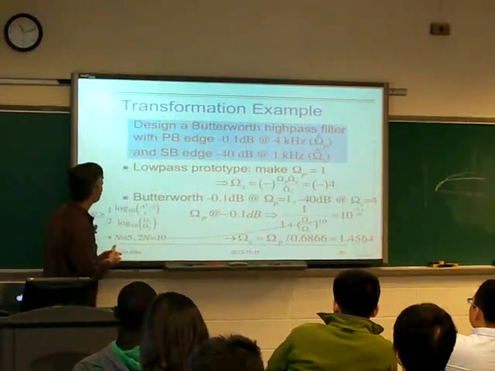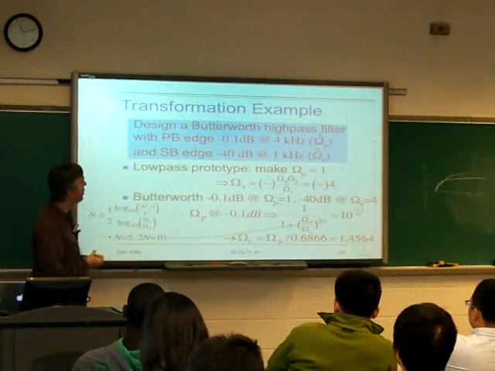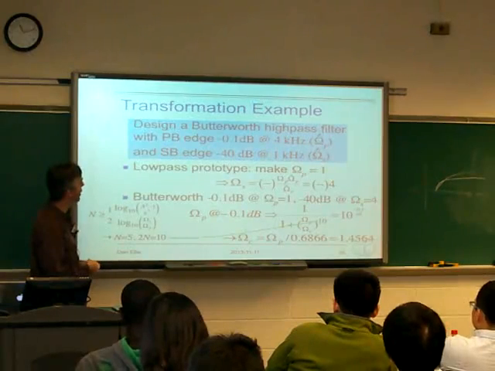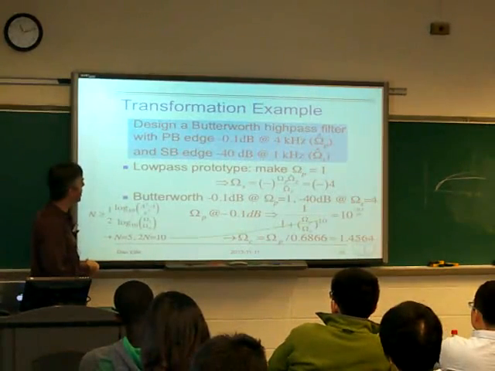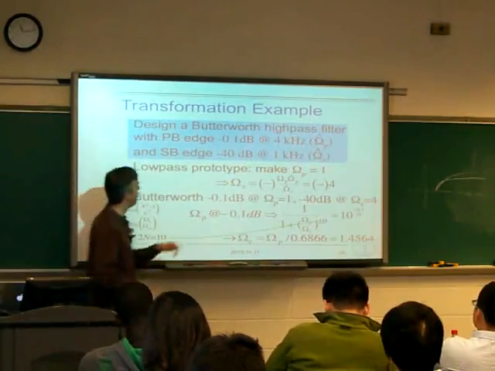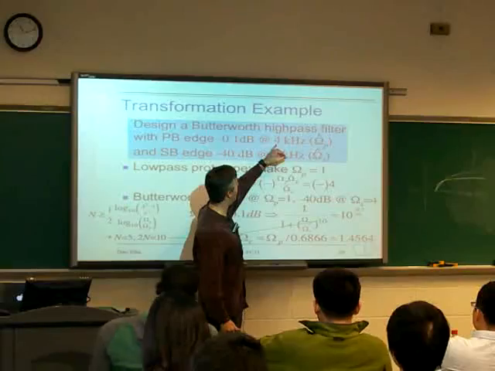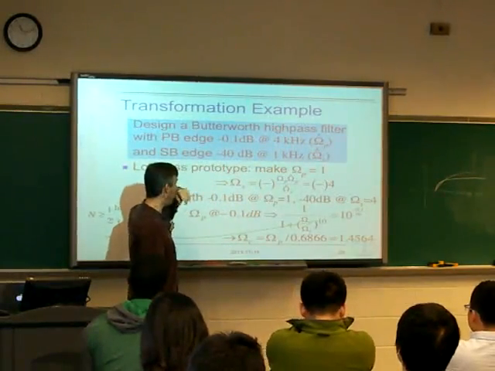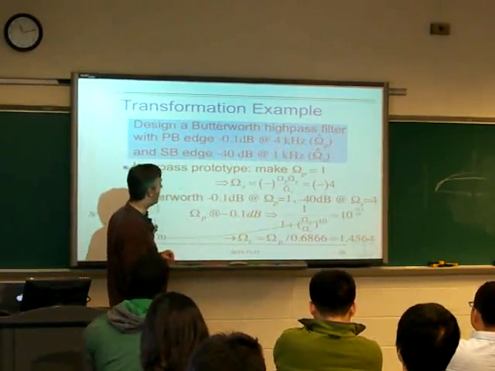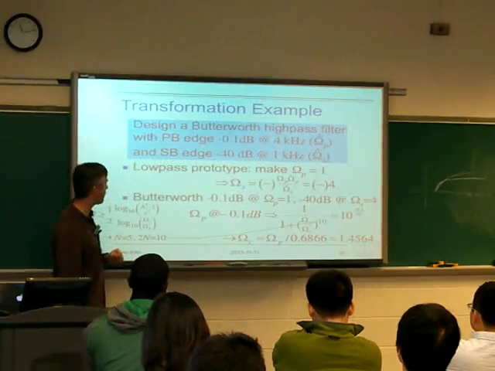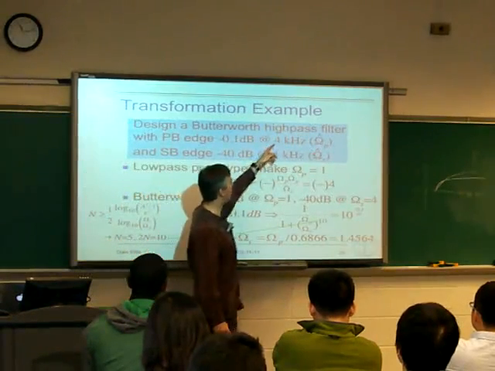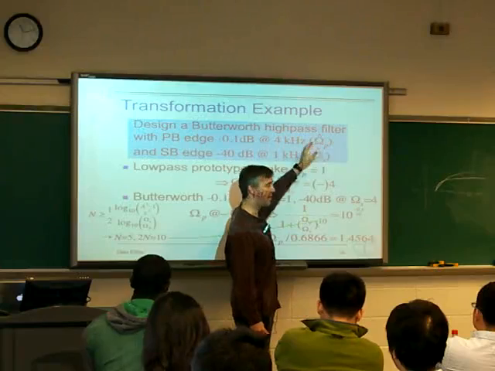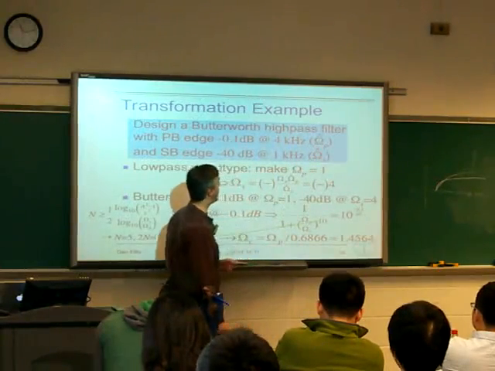Okay, so let's go through an example of that. Design a Butterworth high-pass filter with a pass band edge 1 dB down at 4 kilohertz and a stop band edge 40 dB down at 1 kilohertz. Okay, so we've got a pass band edge at a higher frequency than a stop band edge, so it's a high-pass filter that we want. But otherwise, it's kind of similar to the example that we saw before. These specifications in terms of the high pass are now talking about a transformed frequency axis. So these are omega hat p, omega hat s, if you like.